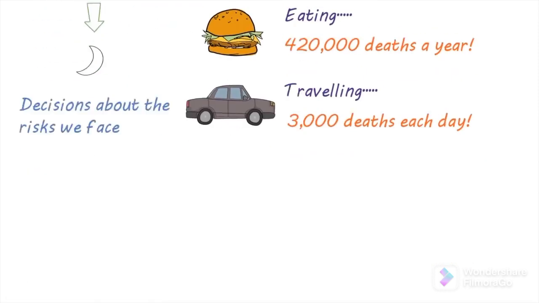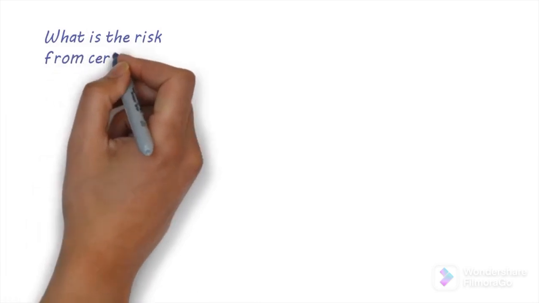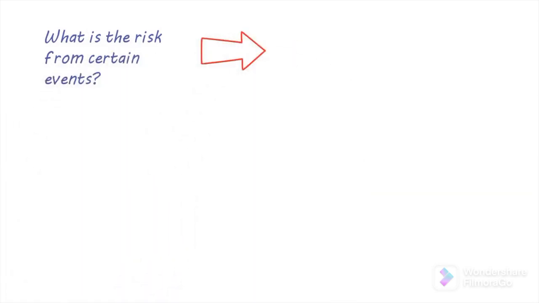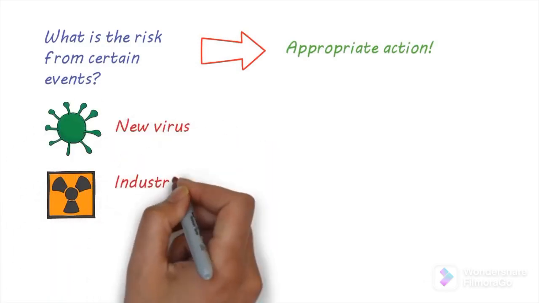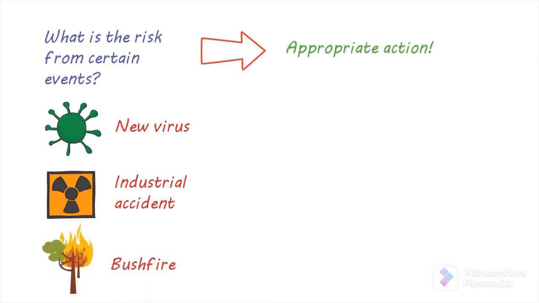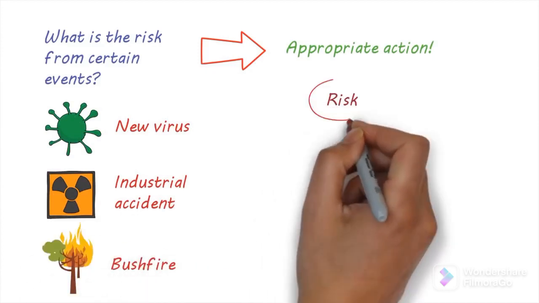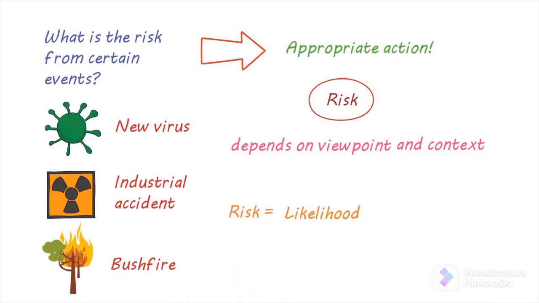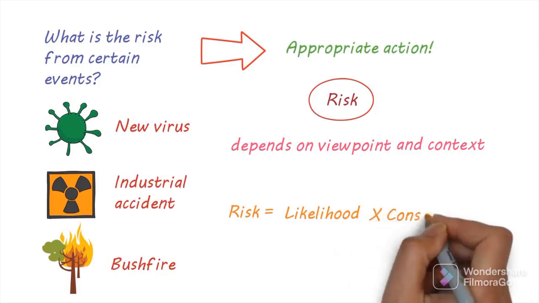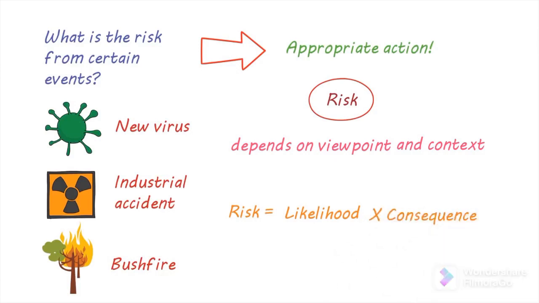Now, there are situations in which we need to know what the risk is from certain events so that appropriate action can be taken. For example, what's the risk to health from a new influenza virus, an industrial chemical accident, or a bushfire? But first, what exactly is risk? Risk can mean different things to different people and in different contexts. But in very simple terms, risk can be thought of as the product of how likely someone is to be exposed to something bad, a hazard, and the consequence, which is how bad the outcome will be.